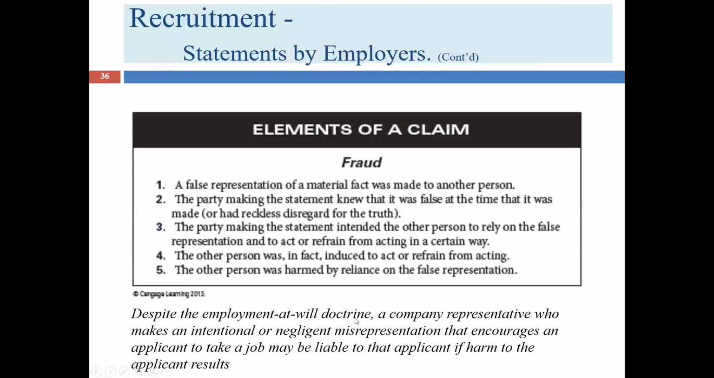Despite the employment at will doctrine, let's pause here and do a little refresher on employment at will. Again, we mainly cover that in a different module, but let me do a refresher. Employment at will means that the employee can leave at any time with or without reason, with or without notice. And the employer can end the employment relationship at any time, with or without notice, with or without cause. The only exception being that the employer cannot end the employment relationship for an unlawful reason.